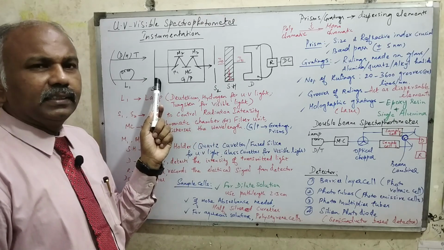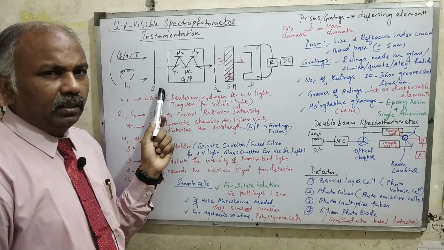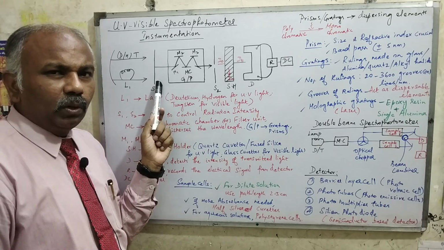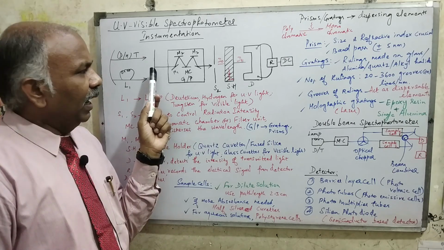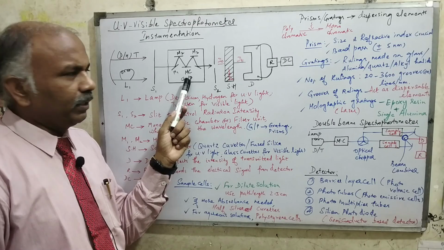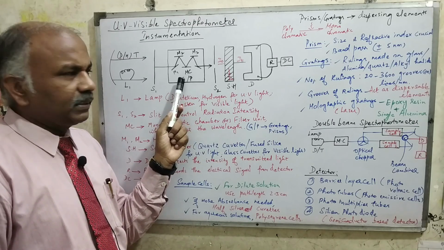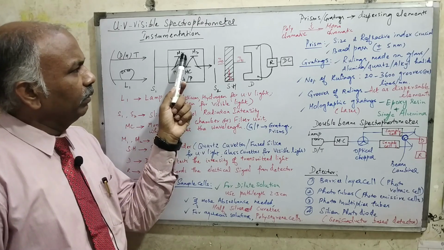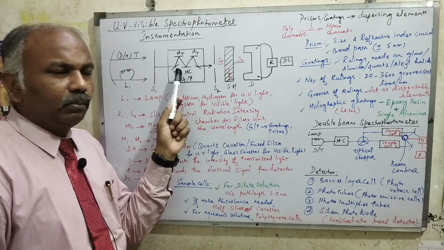It is followed by a slit, S1. The purpose of any slit is to control the intensity of light radiation. After the slit we have the monochromator, MC. The monochromator has a lot of mirror components, M1, M2, M3.